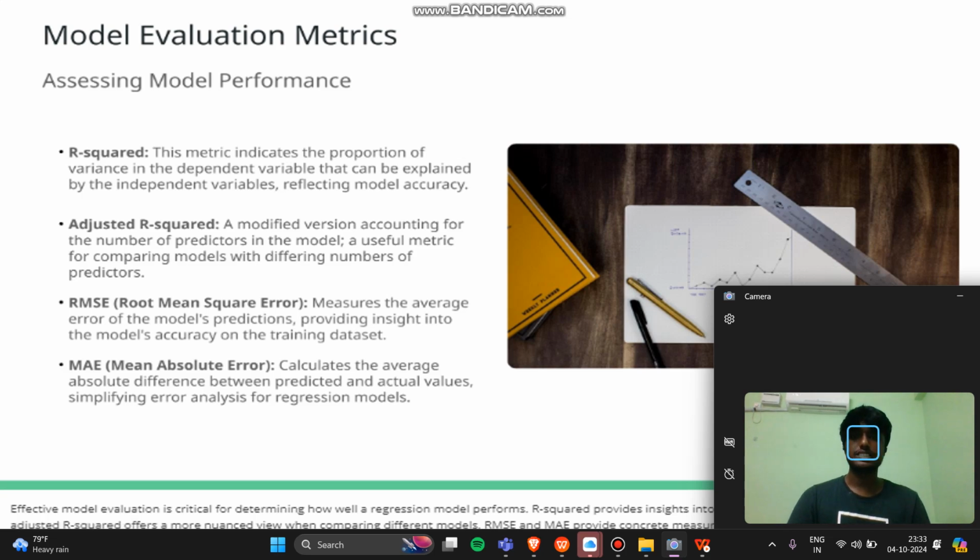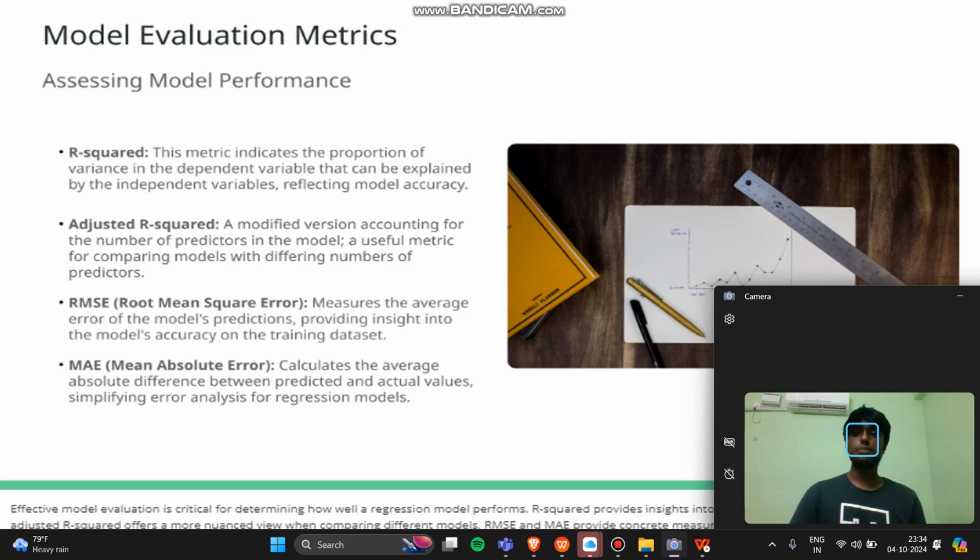Model evaluation metrics. So now we will see how we can assess the model performance. There are basically many methods, but we will see the most commonly used methods here: R squared, adjusted R squared, RMSE, and MAE. So what is R squared?